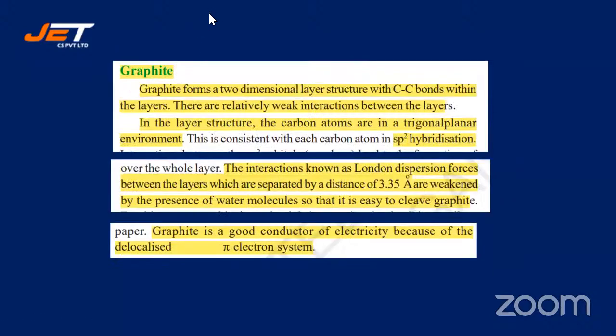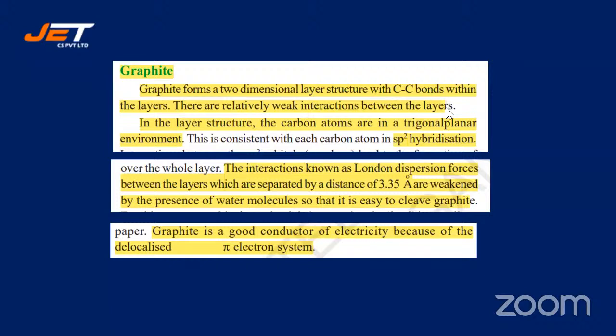Next, coming to graphite. Graphite forms a two-dimensional layer structure with C-C bonds within the layers. There are relatively weak interactions between the layers. In the layer structure, the carbon atoms are in a trigonal planar environment. It undergoes sp2 hybridization. Diamond is having sp3 and graphite is having sp2 hybridization.